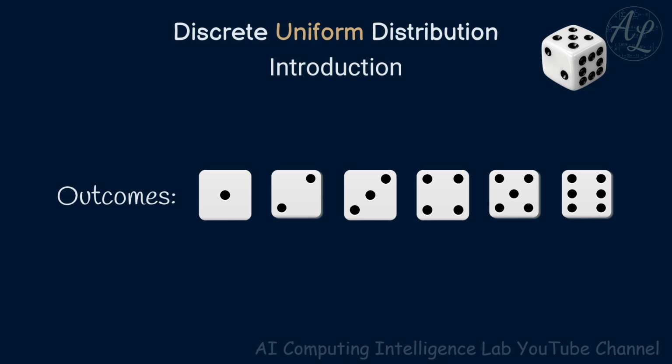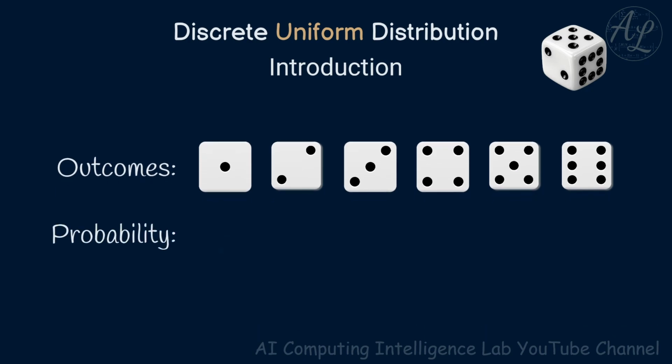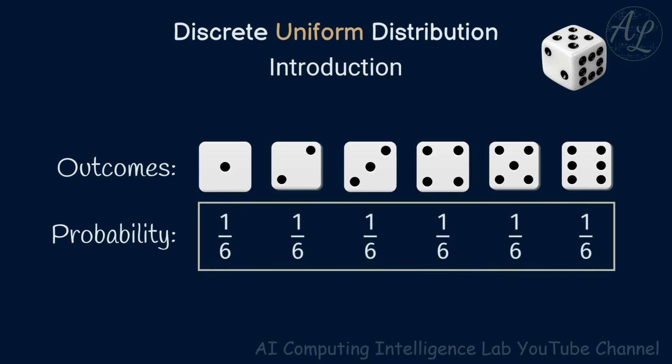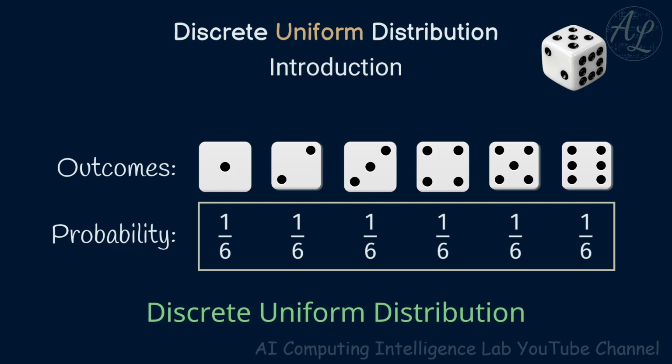Now, if rolling a die is fair, then all of these have equal chances to occur. Since there are 6 of these, we can divide the total probability 1 by 6. So each face has a 1/6 chance to occur in each roll. Since each outcome has the same probability of occurrence, they give rise to a discrete uniform distribution.